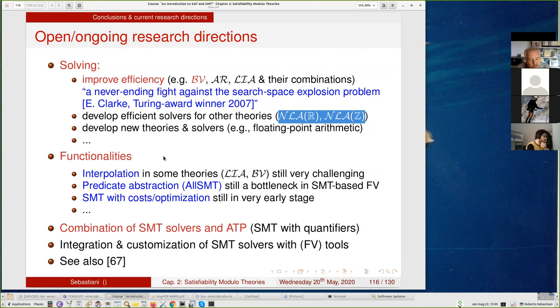There are new functionalities: interpolation, predicate abstraction, and SMT optimization modulo theories. And also lots of interesting combinations of SMT with automatic theorem proving to handle quantifiers as well.